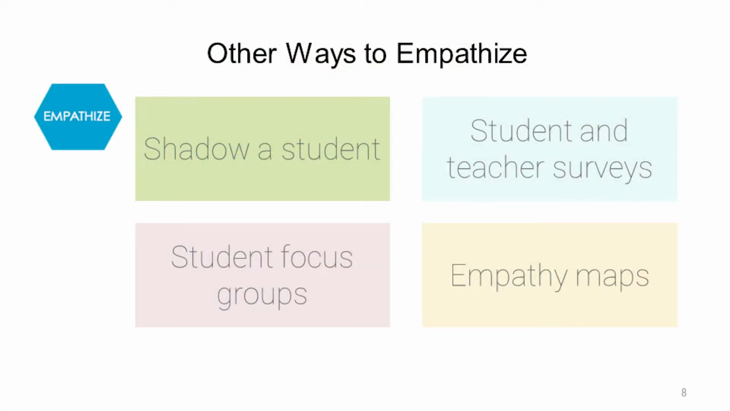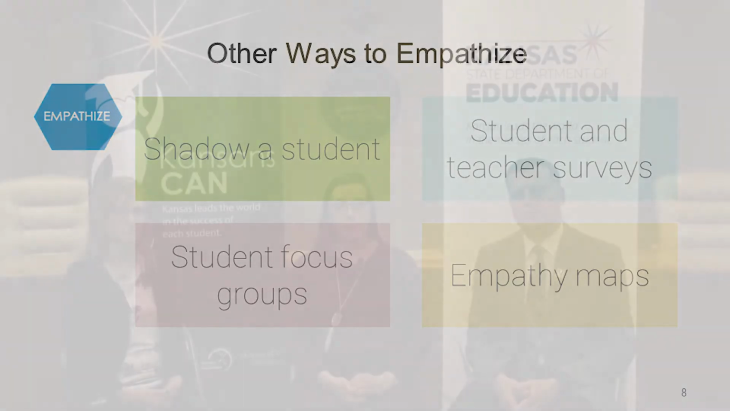Of course, there are other ways to empathize. The first step in design thinking is outlined in the Better Way Challenge video. You can shadow a student for a day or part of a day. You can survey students and staff to learn more about how they truly feel about school. Student focus groups using survey questions is a great way to delve deeper into your students' experience at school. You can also create an empathy map for one student, listing what that student is doing, saying, thinking, or feeling on a daily basis at your school.